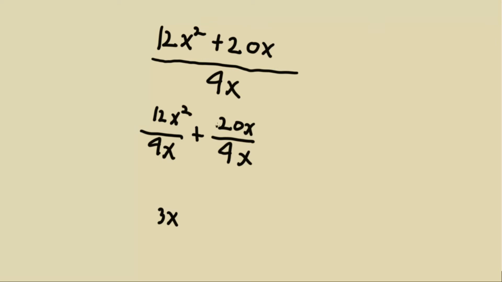All right, let's move on to the other one. Here, these x's will just cancel out, and then we just have 20 divided by 4. So we have 3x + 5. This is the answer to this division right here, right? So when you want to divide them, you can split them up and then divide them each, and then of course add them back together.